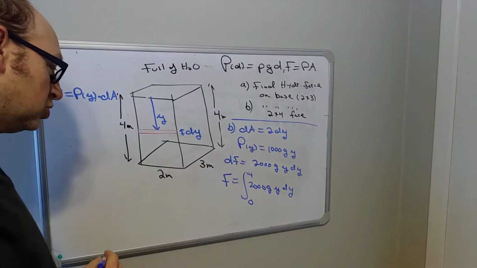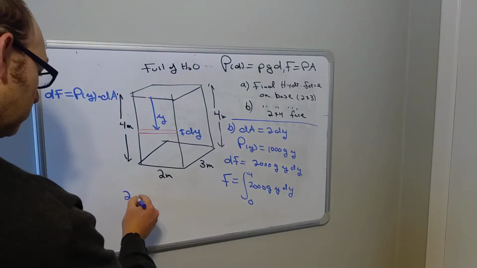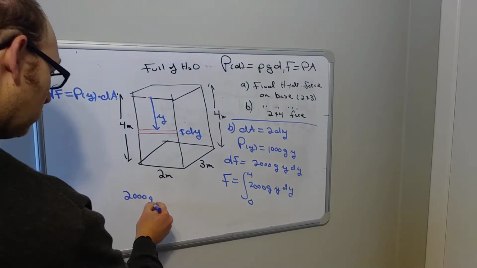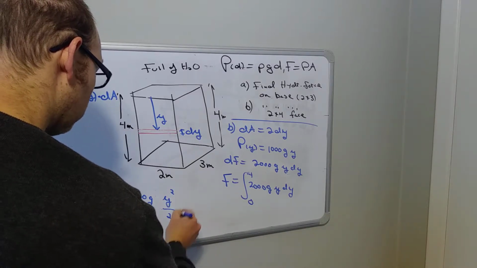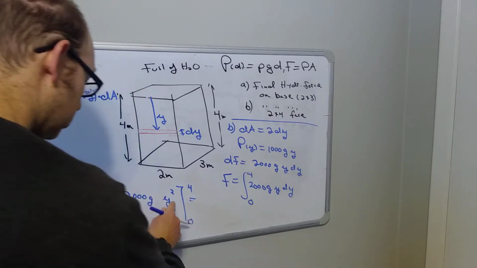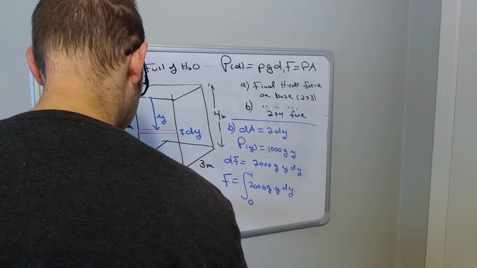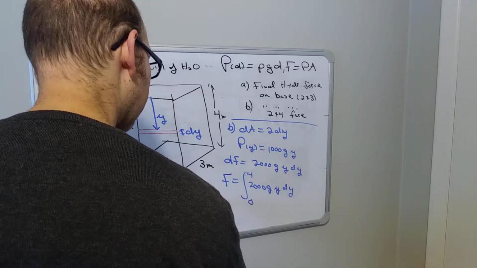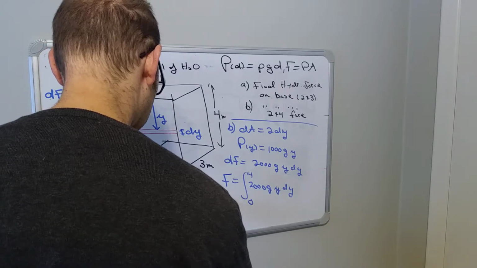And finally, we just have to integrate that. So you would take out the 2000 g, integrate the y, so that's y squared over 2, evaluate it from 0 to 4. 16 over 2 is 8, so it looks like it comes out to be 16,000 g.